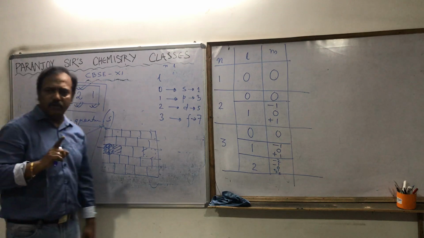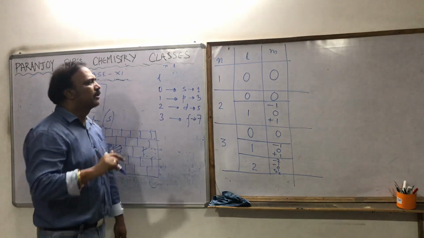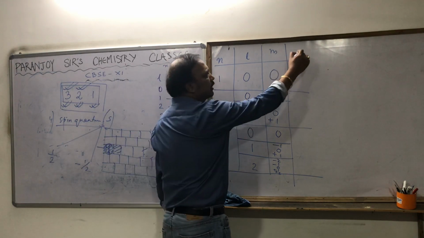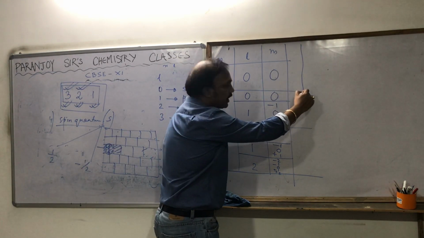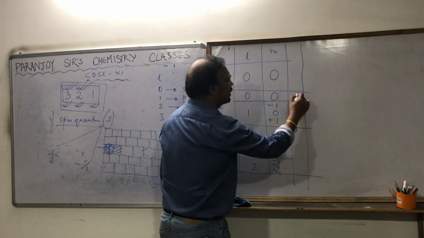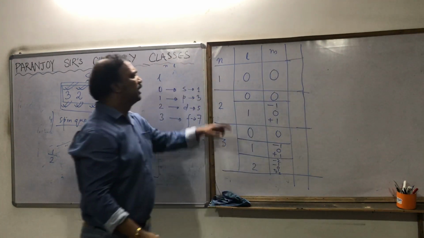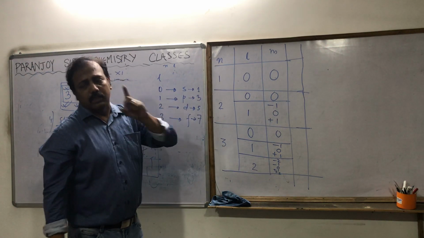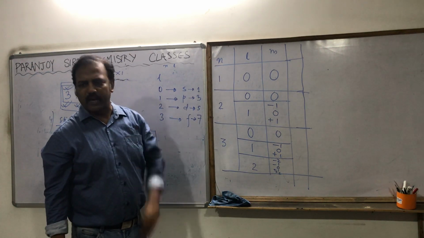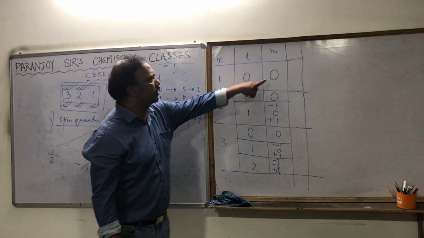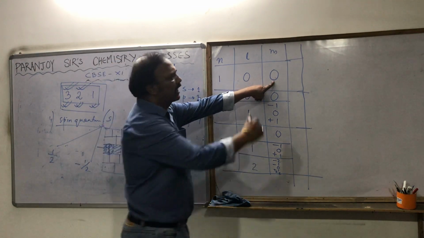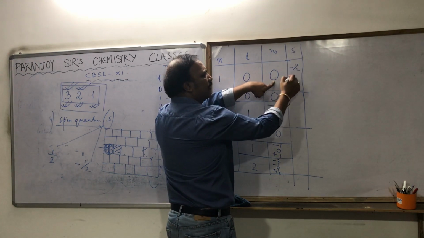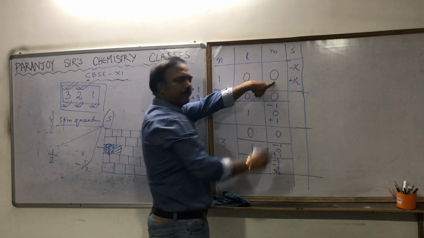I told you that for each orbital there are 2 electrons present. Now see it over here. 1, 0, 0 is an orbital. Now 3 quantum numbers are defining one orbital. For this there can be 2 electrons, differing in spin quantum number. One is having minus half, another one is having plus half.